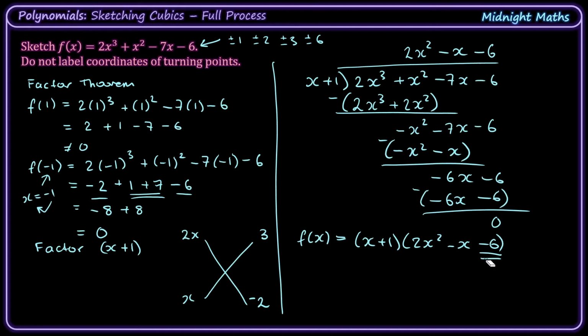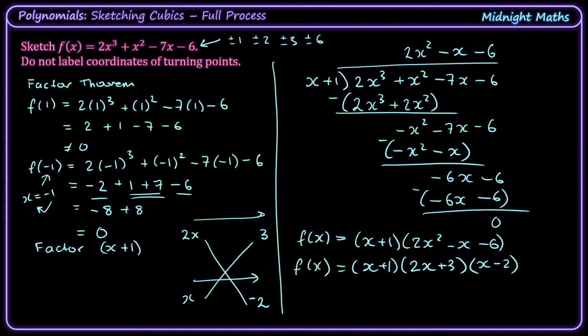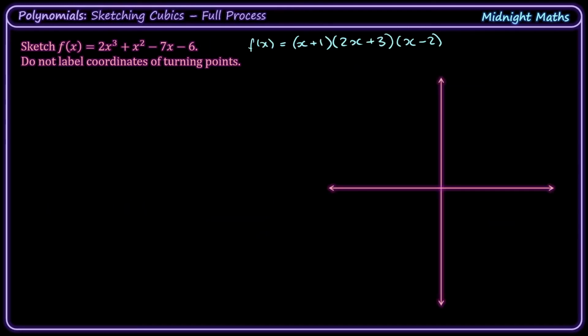Now we can factorize that fully by putting everything down. x plus 1. Now we have 2x plus 3, and then across from here, x minus 2. Awesome. Now none of these can be simplified any further, and so this is my fully factorized version of the polynomial. Now that we have that, we're able to then proceed to sketch the polynomial, and we also take note that we're only labeling the x and y intercepts. We're not labeling any turning points or the point of inflection.